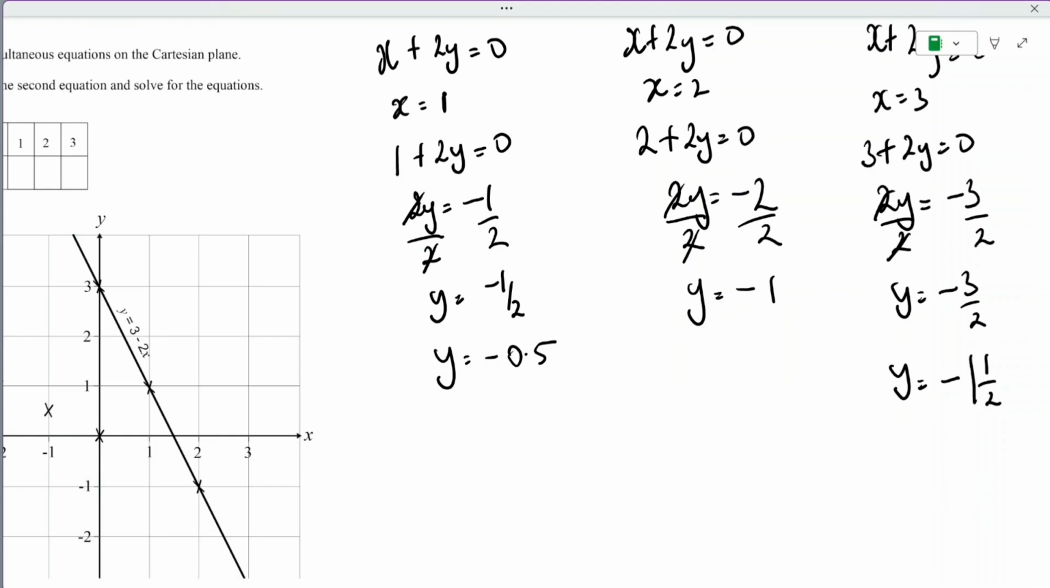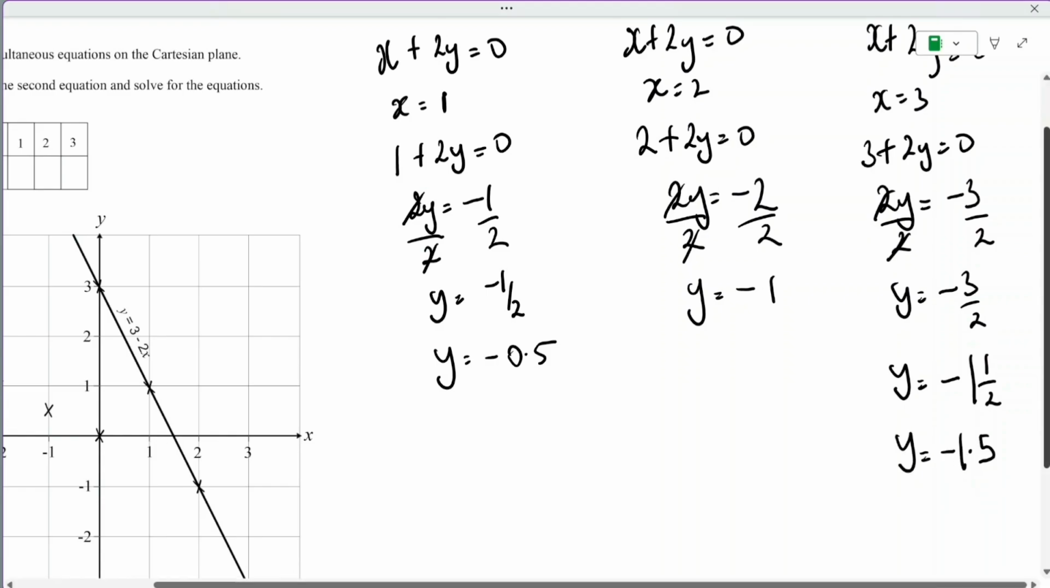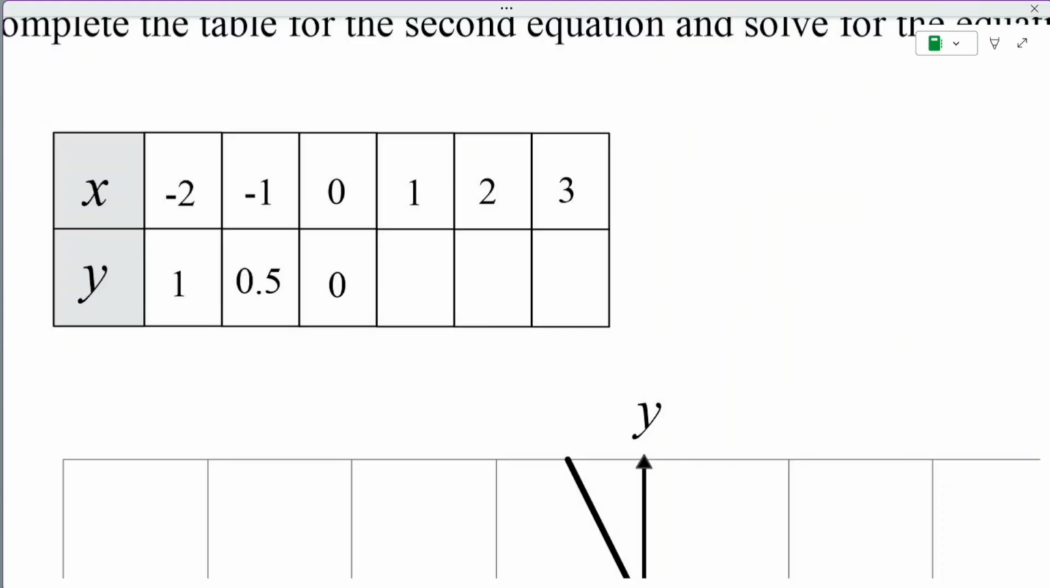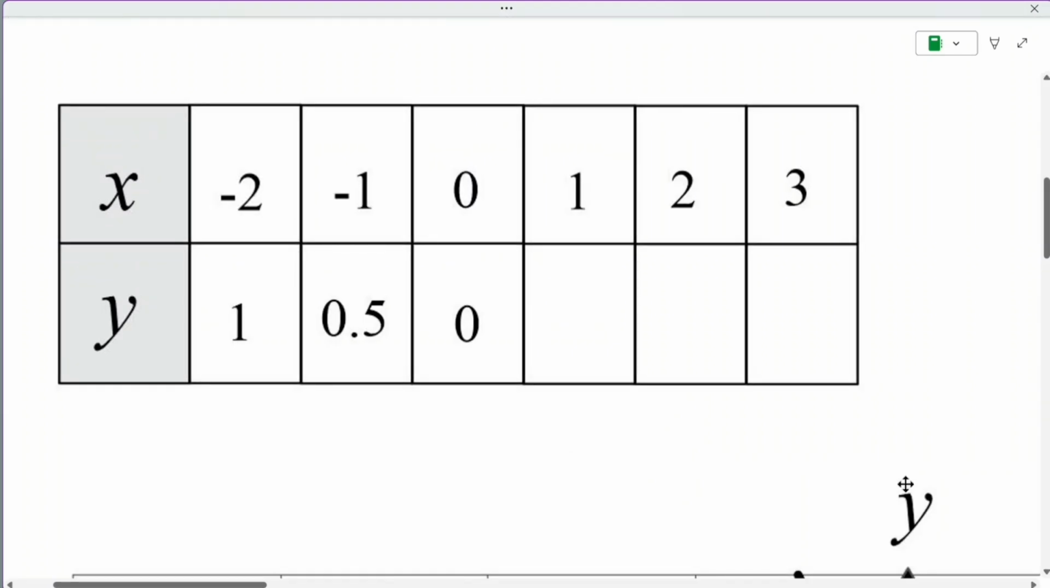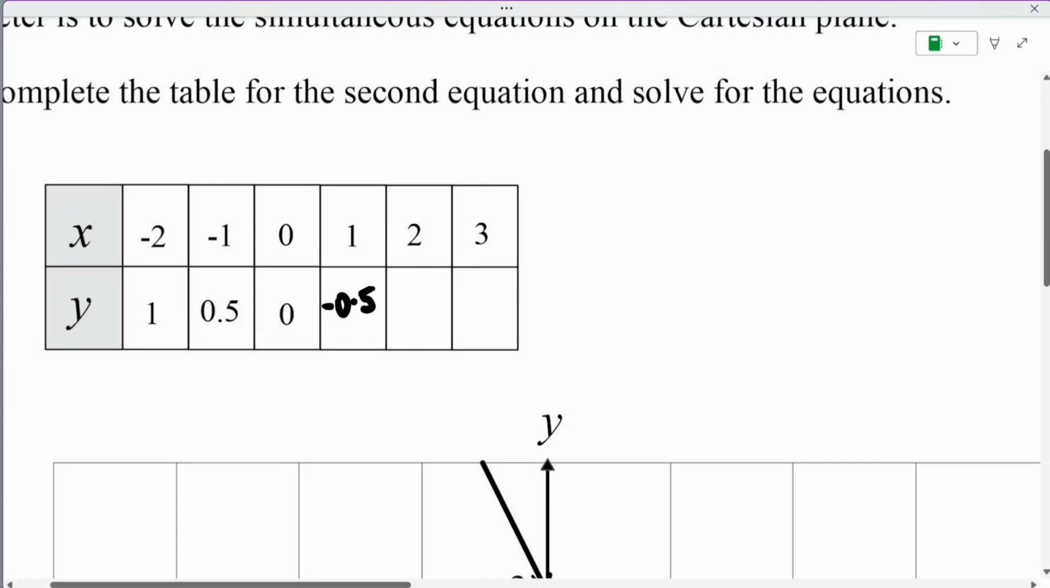This can also be written as y equals minus 1.5. Half is 0.5. You add 0.5 to 1, you get 1.5. So it's minus 1.5. So when x is 3, y is minus 1.5. We have our answers. When x is 1, y is minus 0.5. When x is 2, y is minus 1. And when x is 3, y is minus 1.5.